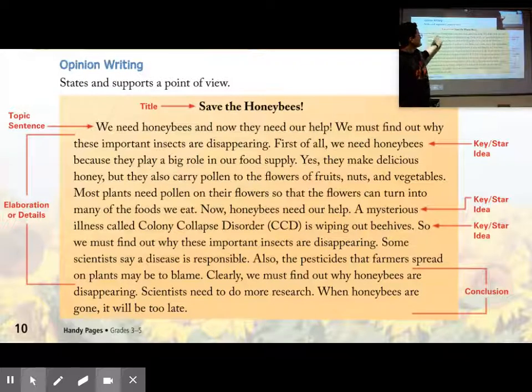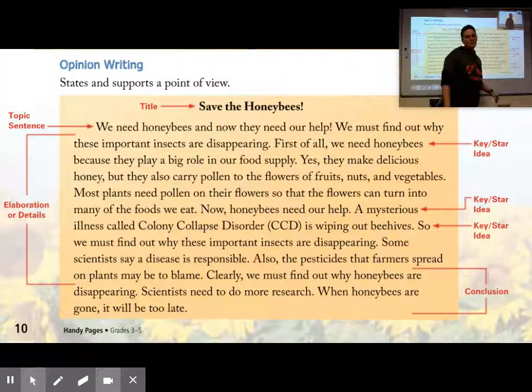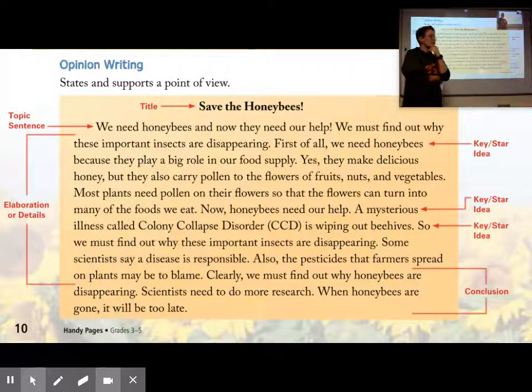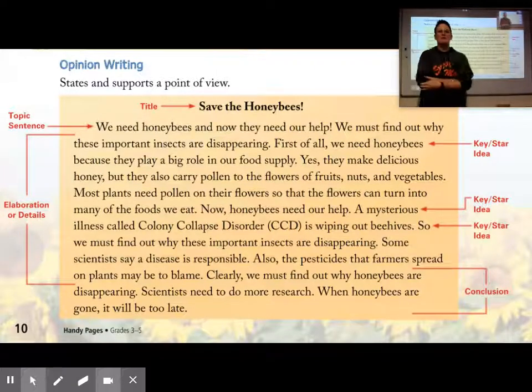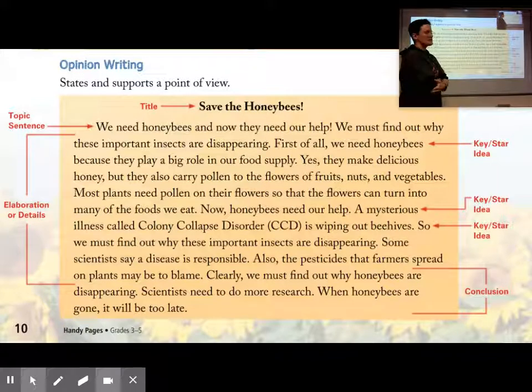We need honeybees and now they need our help. We must find out why these important insects are disappearing.